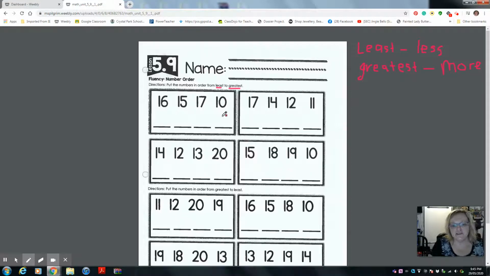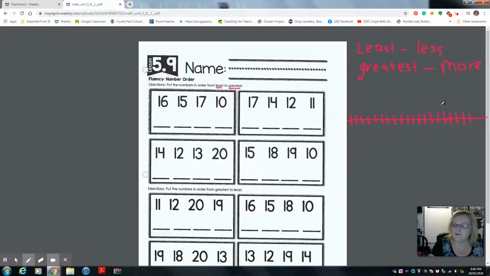So the first thing I would suggest that you do is draw a number line. So draw a number line up to 20. There we go. I'm going to do the first one for you. This is least to greatest. So we have 16. So there's 20, 19, 18, 17, 16.